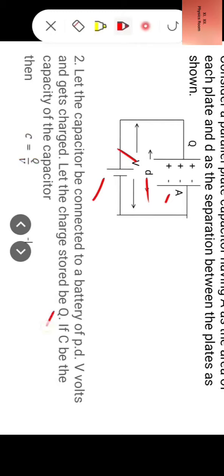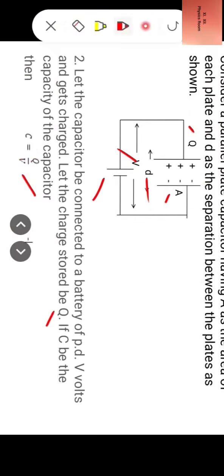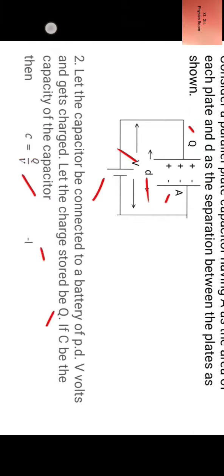Let the charge stored be Q. If C be the capacity of the capacitor, then C will be equal to Q by V. From the basic definition of capacity, we have this expression for C, the ratio of charge stored to potential difference developed across the capacitor. That is called as capacity. So therefore C is equal to Q by V. Let us mark it as equation 1.